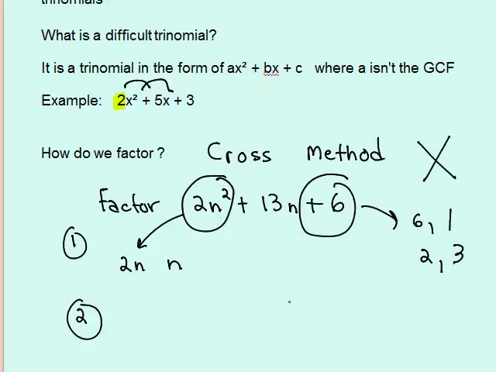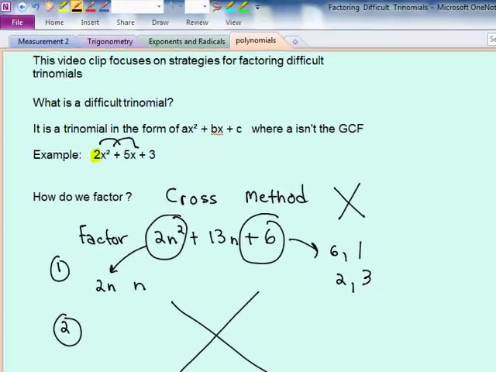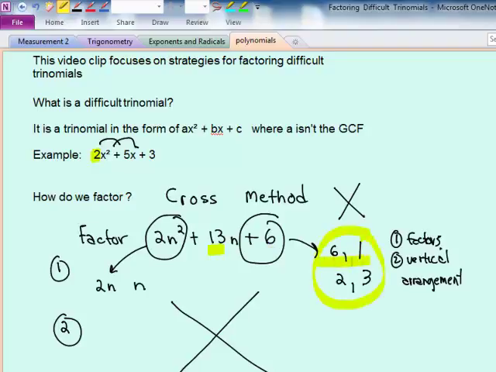My second step is I need to make an arrangement on the cross. And the arrangement is vertical. So first step, factors. Second step is vertical arrangement. Now to get my vertical arrangement, I know this middle term, I'll highlight it here, is 13. Well, it's greater than the first and the last number. So in other words, if I look at these factors, it would make more sense to use these two. And this one's only got one set.